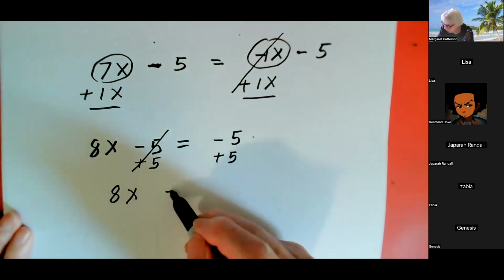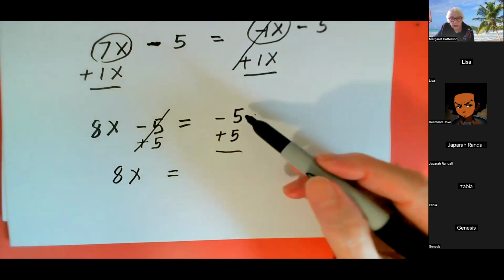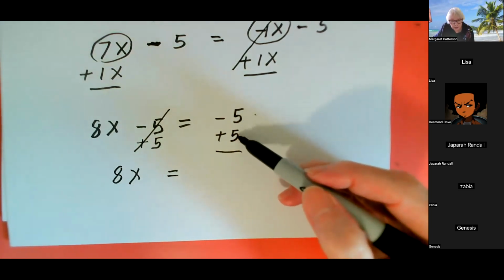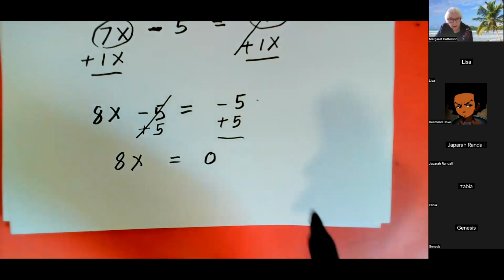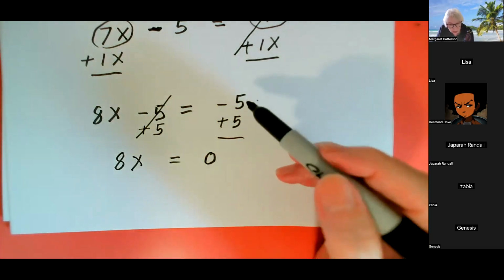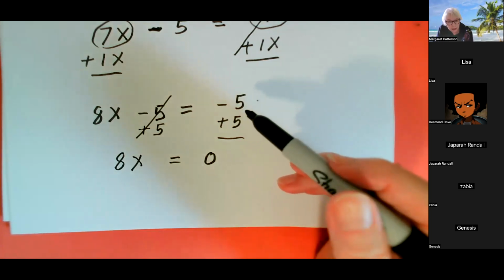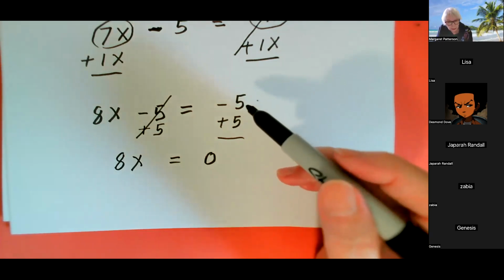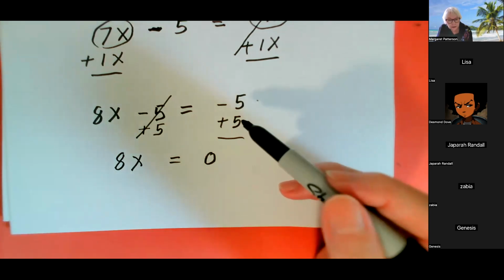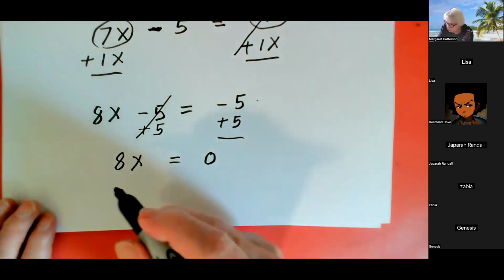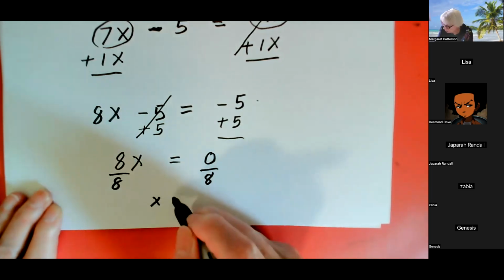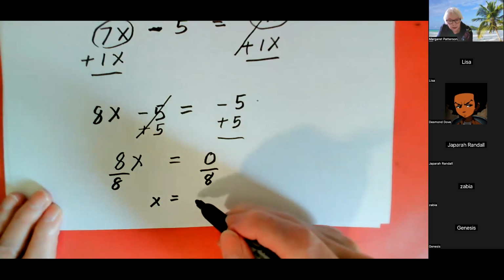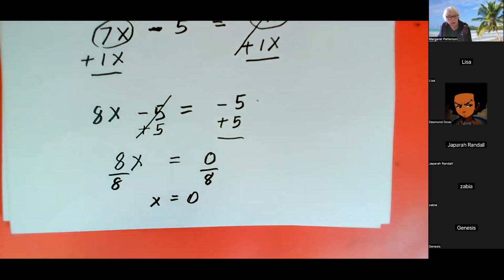8x. Oh, this is an interesting one. -5 and +5 over here is 0. Do not panic. Most people are afraid to write down the number 0. That's a good number. If you're paying off a loan, 0 is your best number in the world. -5 and +5 is 0. You then divide both sides by 8. X equals 0 divided by 8 is 0. It's a perfectly fine answer.